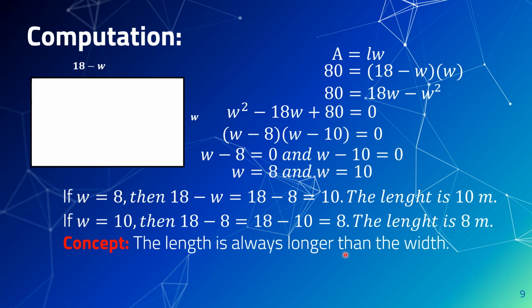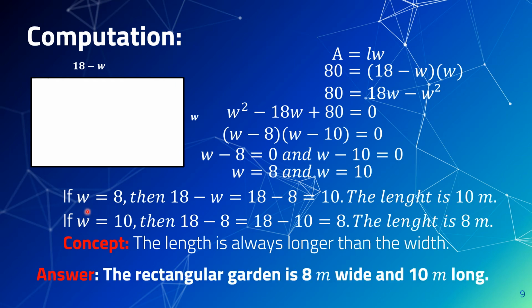However, going back with the concept that the length is always longer than the width, which of these two should be accepted? We established that the W here, or the width, is 8 and the length is 10. So the length is longer than the width. Therefore, our answer is the rectangular garden is 8 meters wide and 10 meters long.